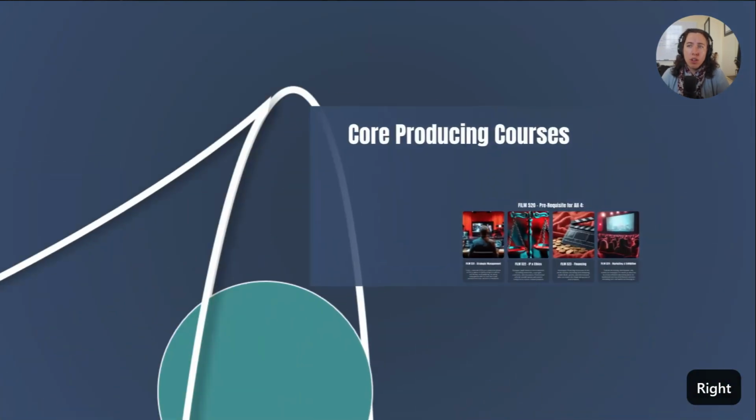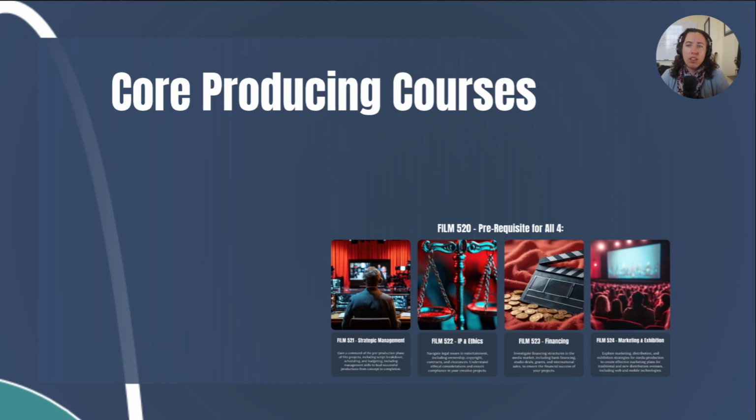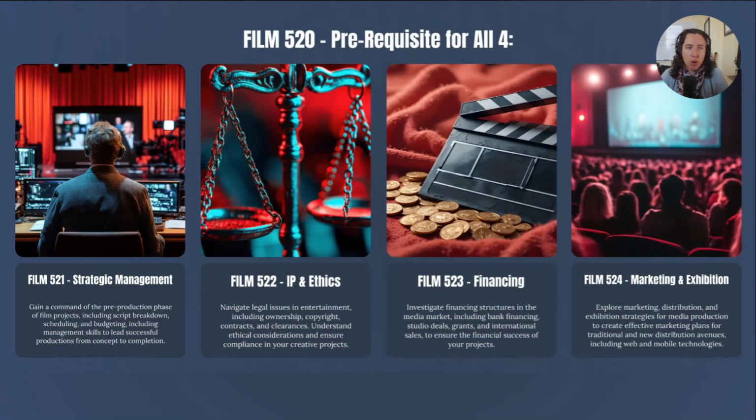So in those classes, your core producing classes, you can take them in any order. That's why it's important you take 520 first. 520 is the prerequisite for them. So in Film 521, Strategic Management, you're going to go over pre-production planning and work. This is really a lot of the roles of first assistant directors, line producers, and production managers. So scheduling and budgeting a film, and how do you manage a production once you are on set.